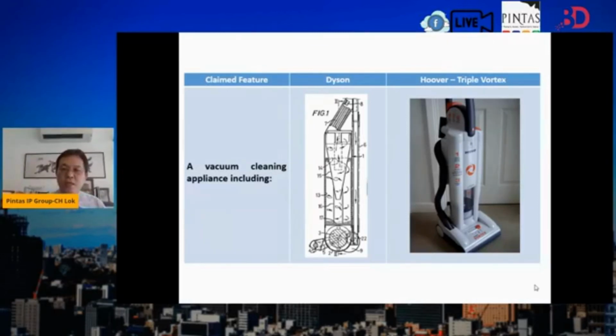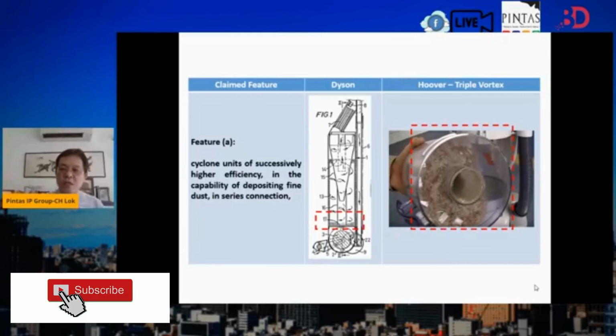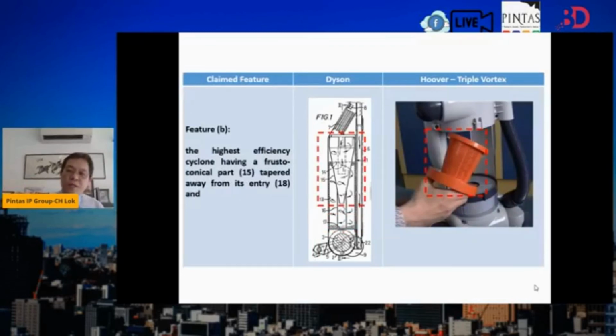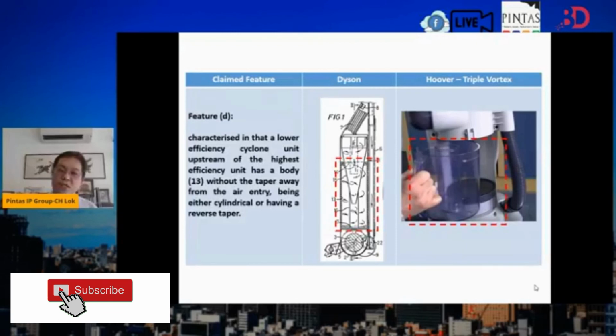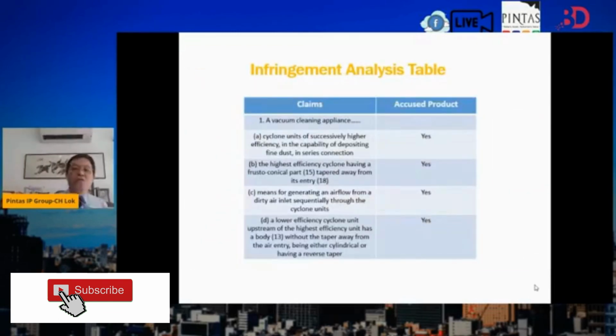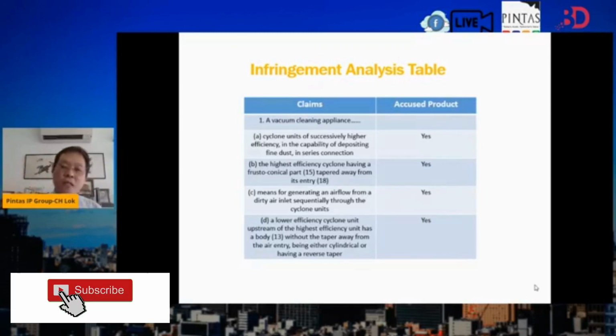So it's a vacuum cleaner, and it has cyclonic units of successive higher efficiency. Triple vortex has three cyclones. Dyson has two cyclones, but it still falls within the claim. It has a frusto-conical shape in the Dyson, also in Hoover, and you have a motor to create air and also a cylinder to collect the dust. So as a result, the court adjudicated that there was an infringement of this patent because all the elements claimed in the Dyson patent were found in the infringing product by Hoover.